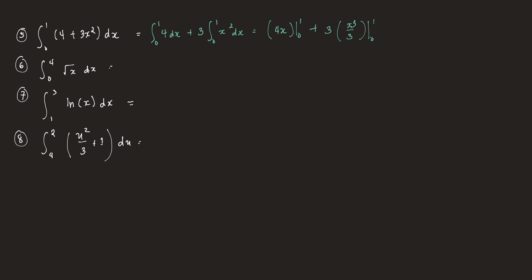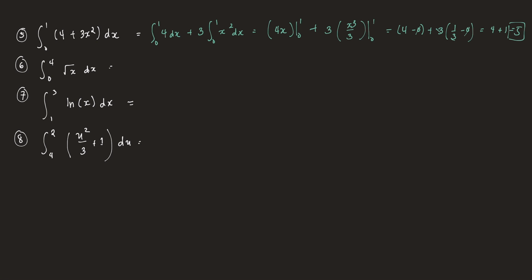Right, so we have that, and that's just going to be equal to 4 minus 0 plus 3 times 1/3 minus 0, or just 4, and then we can simplify this one, right? 4 plus 1, then the rest will be 0, so this cancels out, and we're left with 5. Okay, so that's the answer for the fifth problem.